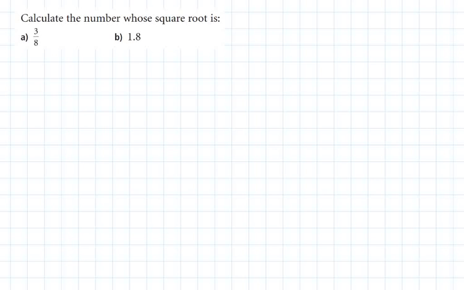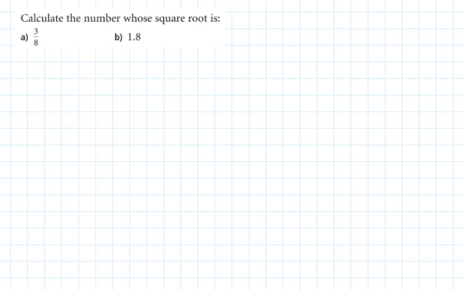Hello class, so today we're going to be looking at three different examples of how to solve square roots and squares of rational numbers. So in this example here, it says calculate the number whose square root is provided here: 3 over 8 and 1.8. So this here is the square root. So what we're looking for is the square. So we're going to look at 3 over 8 squared.